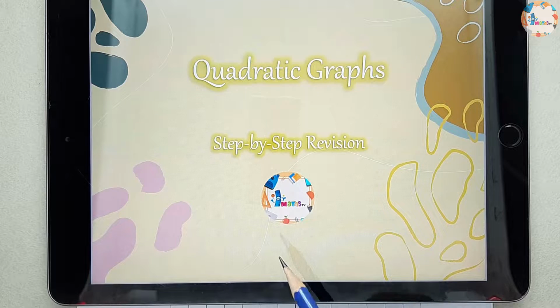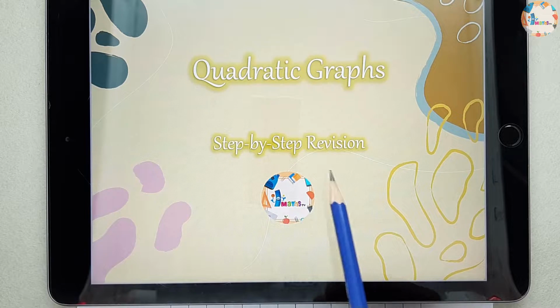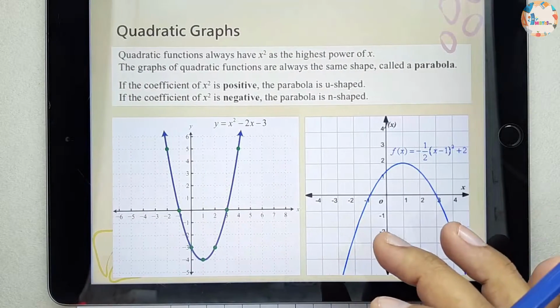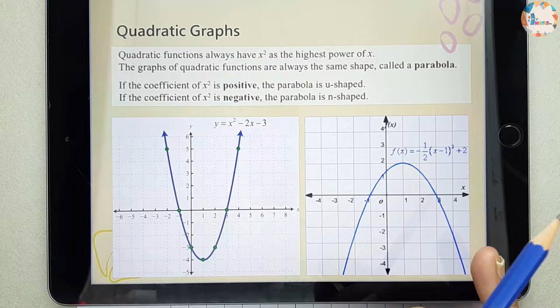Welcome to Maths TV. Today we'll be going through a step-by-step revision video of quadratic graphs. First of all, we will go through the definition: what are quadratic graphs?